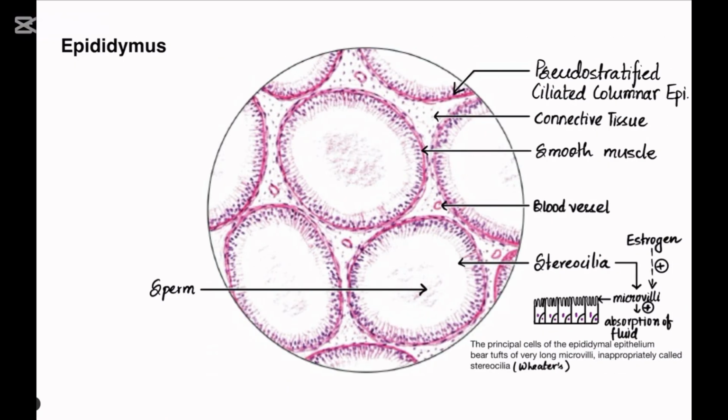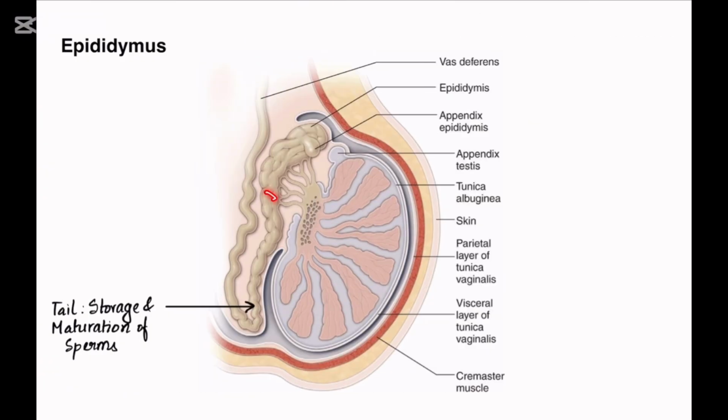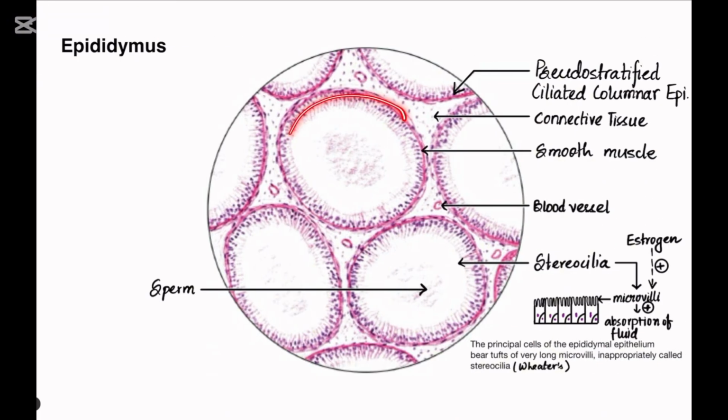All right. Since epididymis is highly convoluted in its body, if you were to take a transverse section, you can see multiple tubules of the same epididymal duct. If you look at a single tubule, you can see that from outside, it is lined by smooth muscle, which allows for peristalsis.